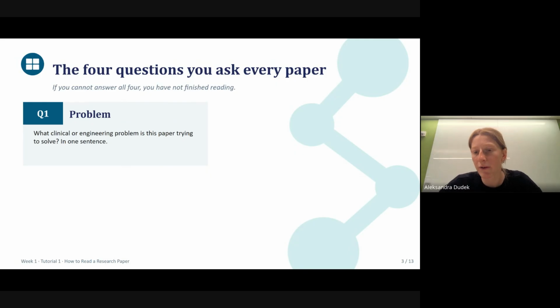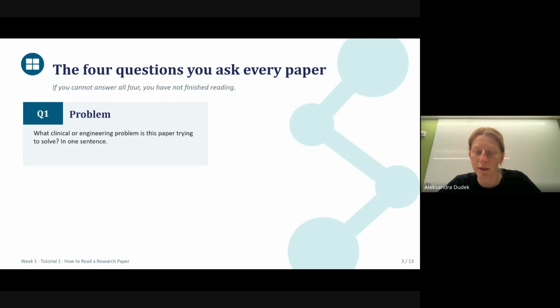Does anyone want to share, I know it's written here, but why does it matter to identify the problem that a paper is addressing? If anyone wants to unmute and share.